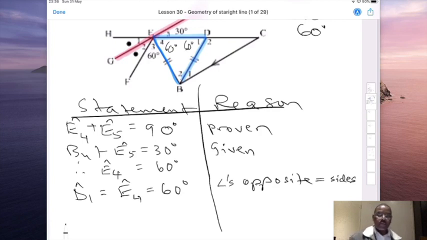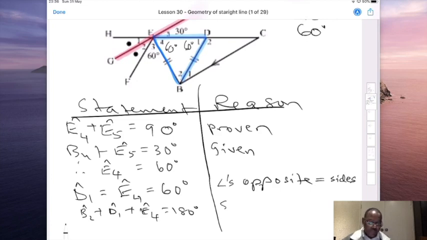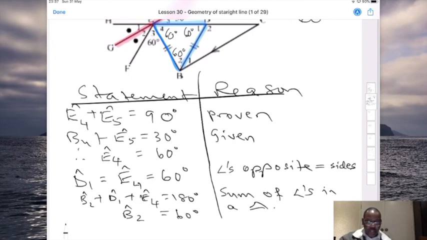The only other angle that is left is B2. Now, clearly, if you take angle B2 and you add angle D1 and you add angle E4, that must give us 180 degrees because this is a triangle. And the reason therefore should be sum of angles in a triangle. This will give us angle B2 also equal to 60 if you solve that equation. And so all the angles are 60 degrees. Therefore, we can conclude that triangle BED is equilateral.